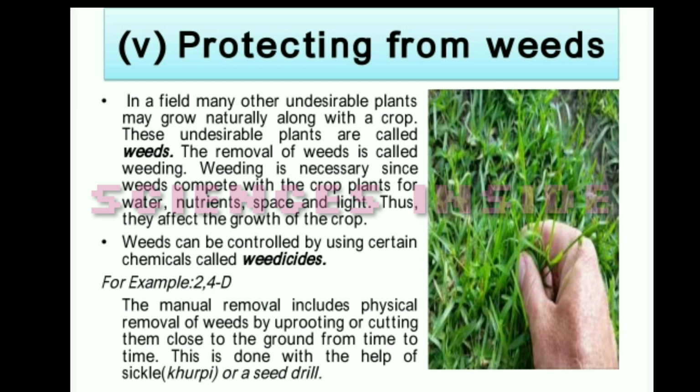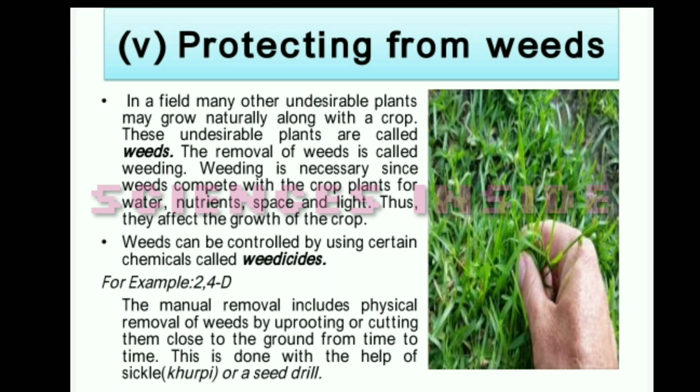In a field, many other undesirable plants may grow naturally along with the crop. These undesirable plants are called weeds. The removal of weeds is called weeding. Weeding is necessary since weeds compete with the crop plants for water, nutrients, space and light. Thus they affect the growth of the crop.